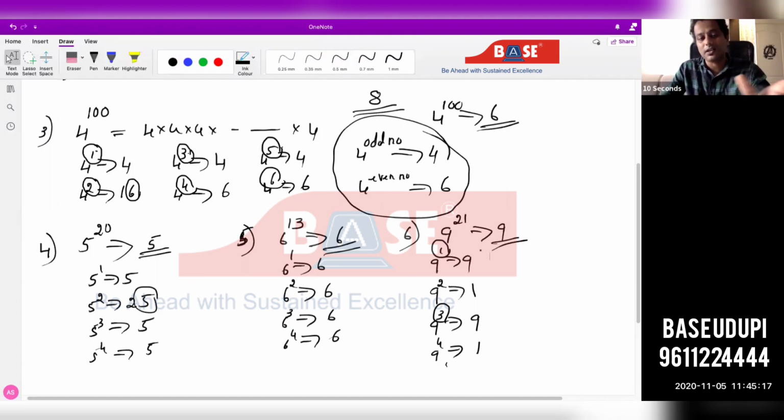So you can clearly see that for every digit you will see different answers, because the 4 series is different, the 5 series is different, similarly 6 is different, 9 is also different. That means for each digit the sequence is different, and the answer is also different.